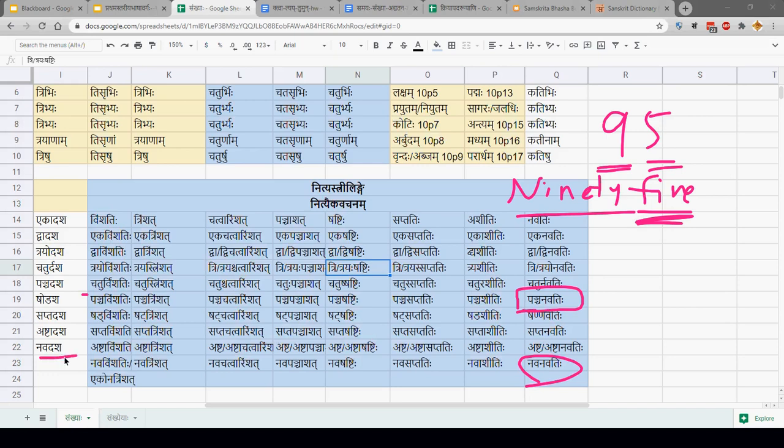Similarly, Navadasha is 19. Here 9 is coming first, 10 is coming later, Dasha. Dvadasha, 2, Dvi, the 2 is first and Dasha later. Ekadasha, 1 first and Dasha later. 11, Ekadasha.